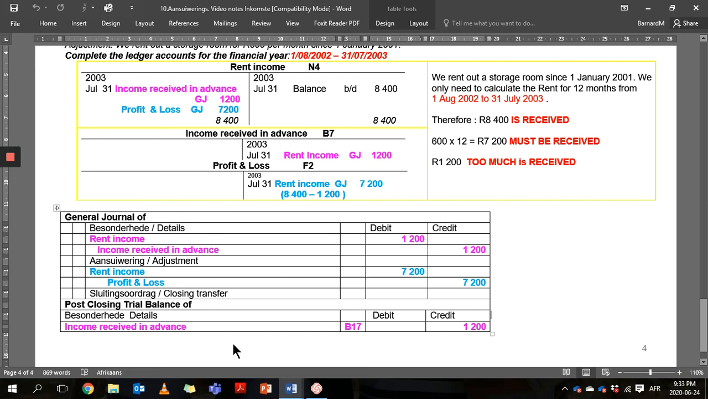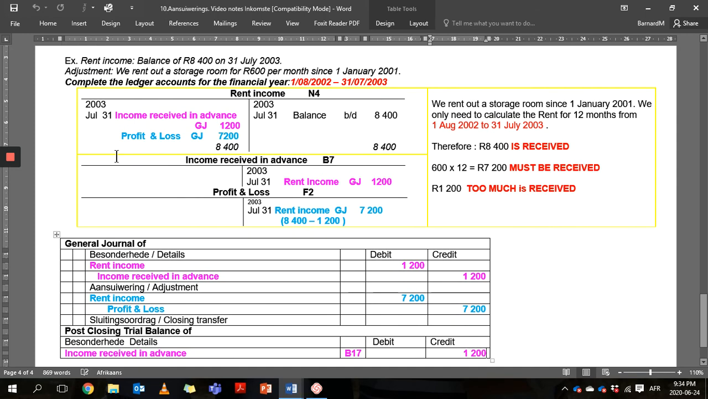And then if you look at the post-closing trial balance, you will see that you only have one entry there regarding this adjustment, and that is the income received in advance, which is your liability and therefore has a credit balance. And that is then income received in advance.